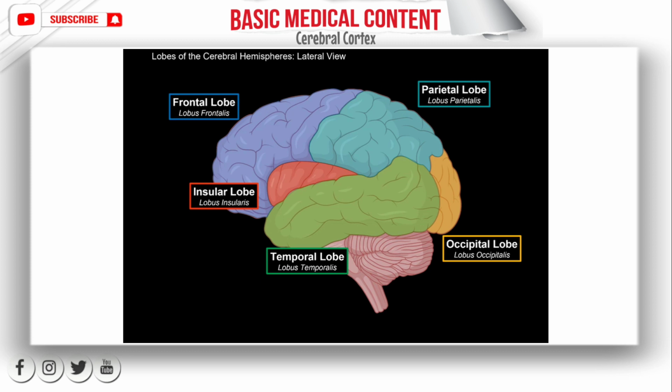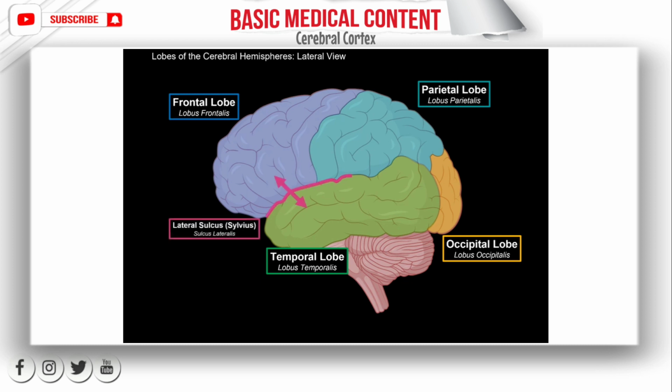Now, these lobes are separated by sulci. The first one is the sulcus we talked about, the lateral sulcus. It separates the frontal lobe from the temporal lobe and the parietal lobe from the temporal lobe. Another important sulcus we have is the central sulcus, or sometimes also referred to as the sulcus of Rolando. The central sulcus separates the frontal lobe from the parietal lobe. Another important sulcus is the parieto-occipital sulcus, separating the parietal lobe from the occipital lobe. So these are the main landmarks I want you to keep in mind.